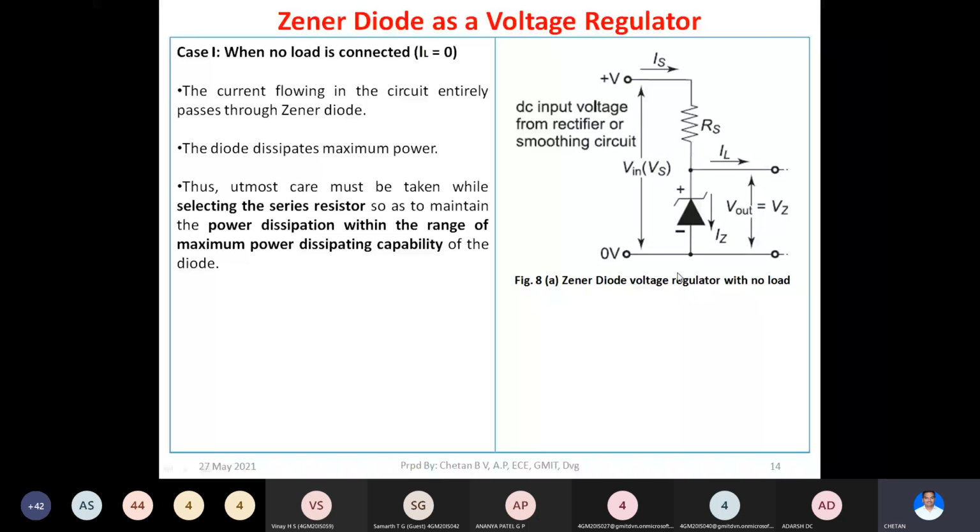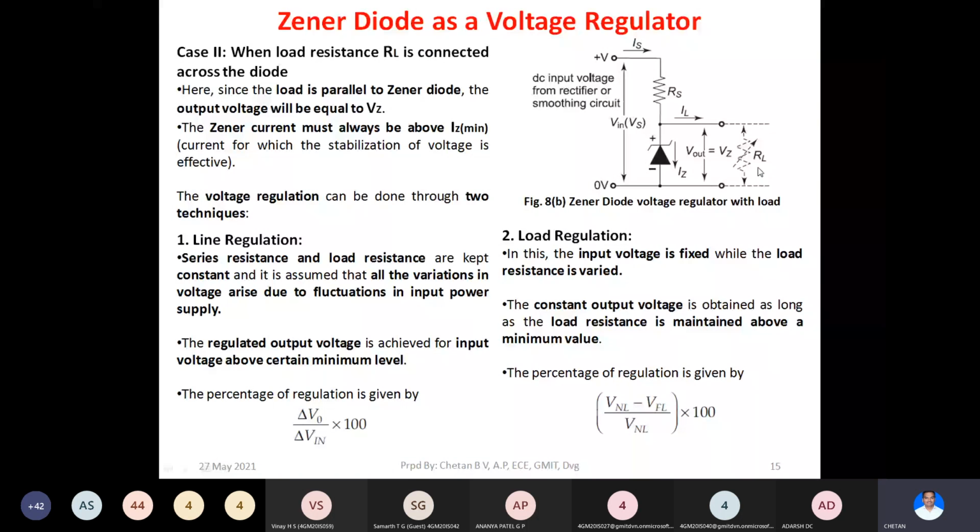The second case is where you are connected RL, and this second case can be analyzed using two techniques. One is line regulation, second one is load regulation. Line regulation is one where the fluctuations are due to the input voltage Vin. Rs and RL will be constant, so there will be no variation in Rs and no variation in RL. Only the fluctuations or variations are with respect to the input unregulated voltage or supply voltage Vs.